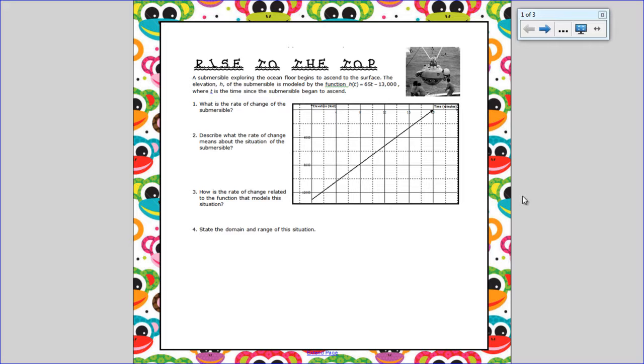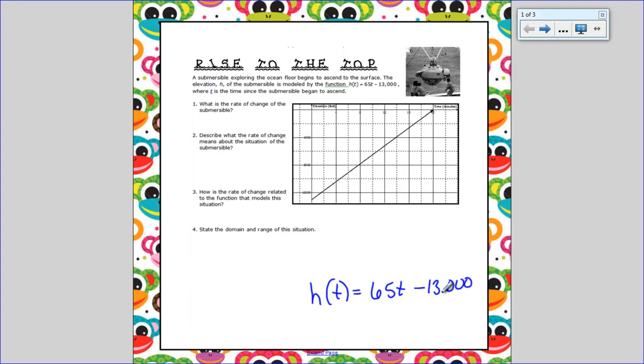The elevation, h, of the submersible is modeled by the function h of t is equal to 65t minus 13,000, where t is the time since the submersible began to ascend. So I have a pretty little function. The first thing it asks is what's the rate of change of the submersible. So we have a couple of options here. We have this function h of t is equal to 65t minus 13,000.